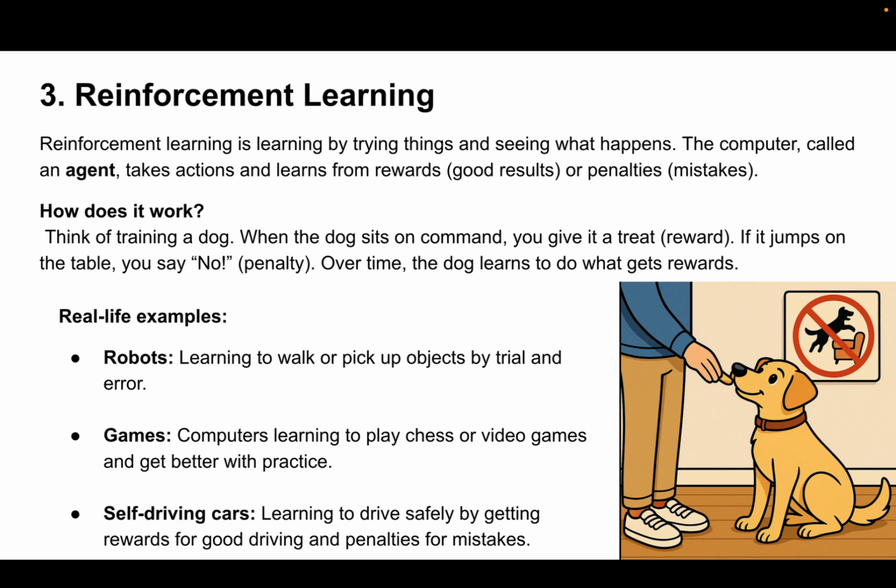So that's reinforcement learning. The real-life examples include robots learning to walk or pick up objects by trial and error, games, computers learning to play chess or video games and they get better with practice, and self-driving cars, learning to drive safely by getting rewards for good driving and penalties for mistakes.